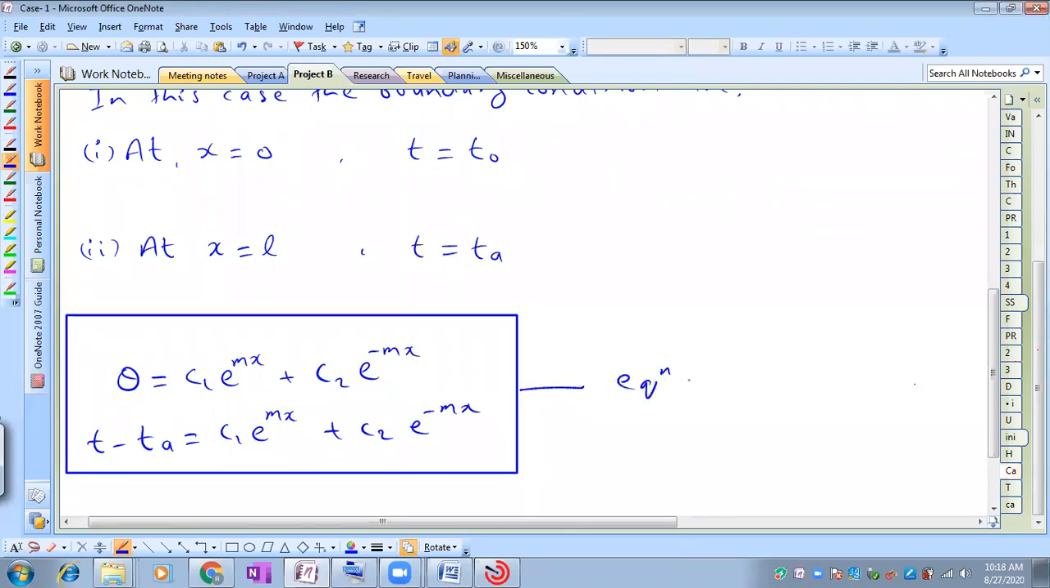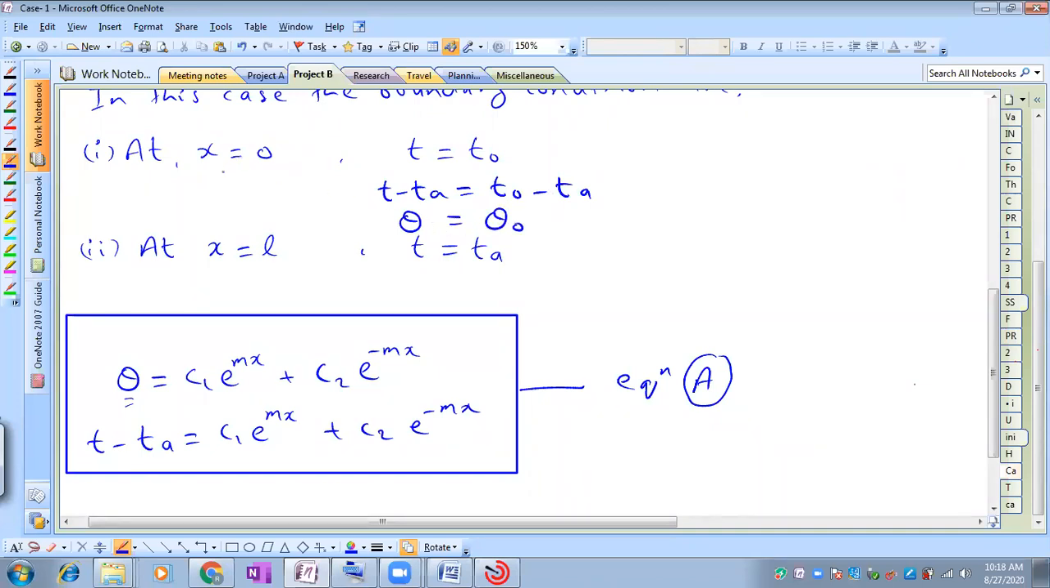This is my equation number A. Now I need to put the boundary condition to calculate C1 and C2. But in here we have a theta. So we can also write at x is equal to 0, if I write T minus Ta is equal to T0 minus Ta. So I can write T minus Ta is theta and T0 minus Ta is theta 0.